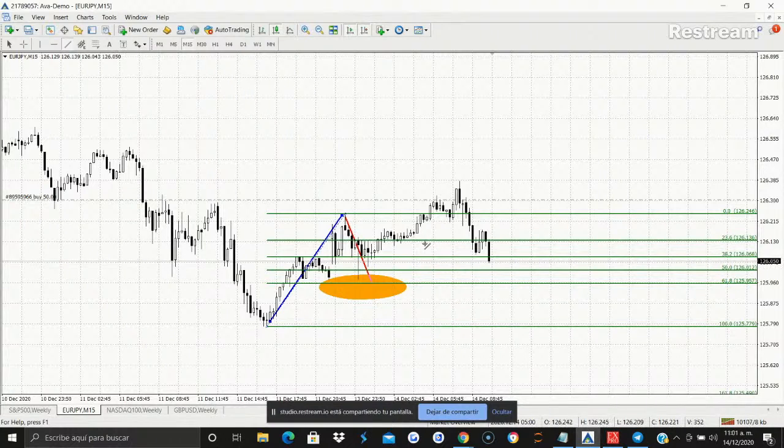And I'm not using anything fancy. It's pretty simple. I can assure you it's pretty simple, but you have to practice. You have to do it over and over again. So there you have the moment where the price continues. Your first take profit will be 126.24, and then you have the final projection.